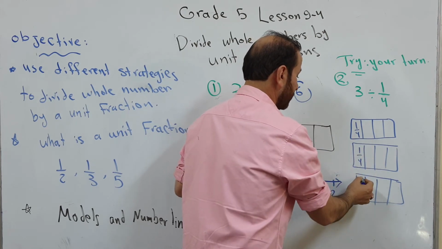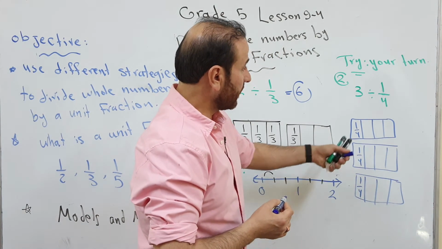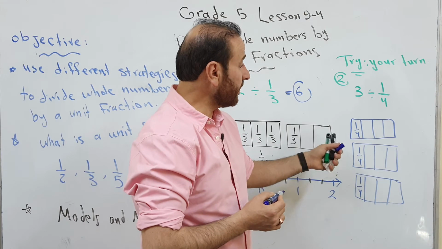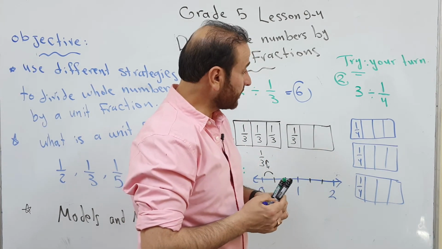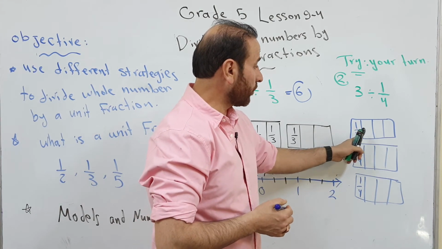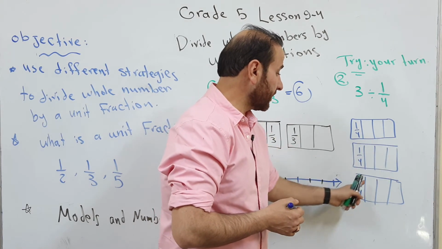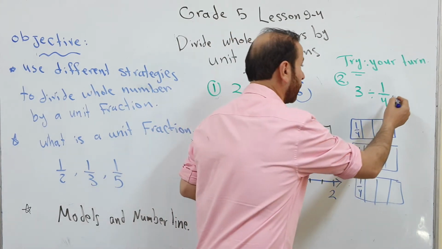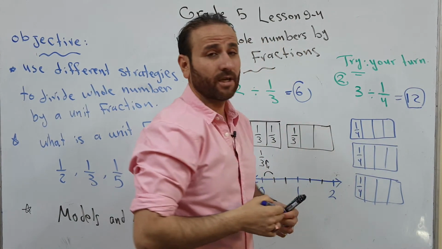So now just from the model, I can see how many 1 over 4s we have in the 3 wholes. We can count them: 1, 2, 3, 4, 5, 6, 7, 8, 9, 10, 11, 12. So the answer is 12. Just we count.